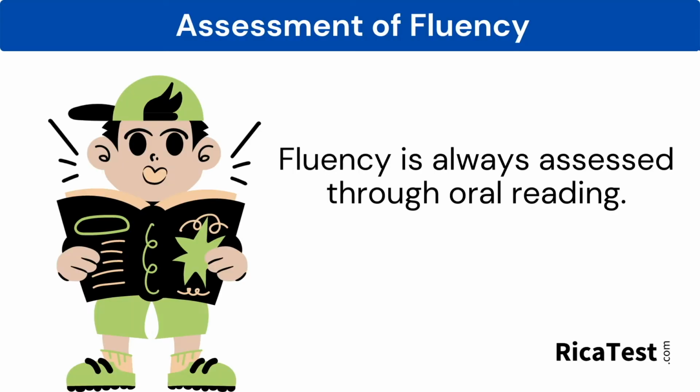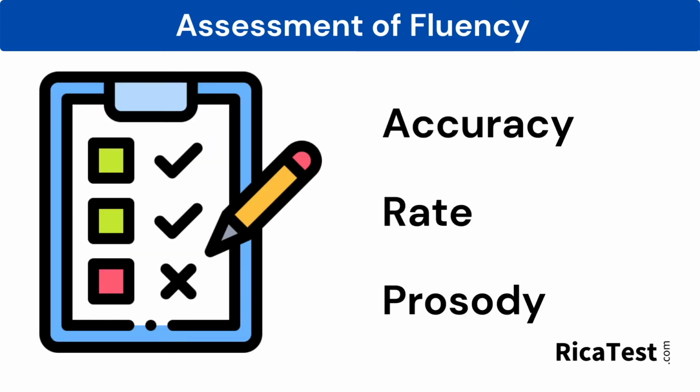Now, for assessment for fluency, to begin, it's important to understand and remember that fluency is always assessed through oral reading. This means that if on your Rica test you receive a multiple choice question about fluency assessment and there is a solution that includes anything that's not about oral reading, you can eliminate those choices that might include some writing because fluency is always assessed through oral reading. Remember, the three areas of fluency that a teacher must assess are accuracy, rate, and prosody.